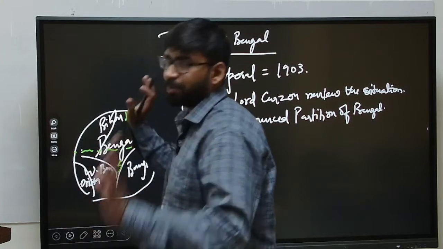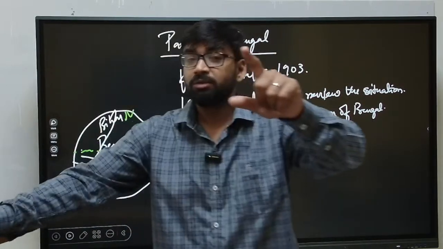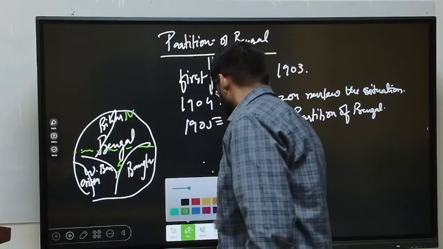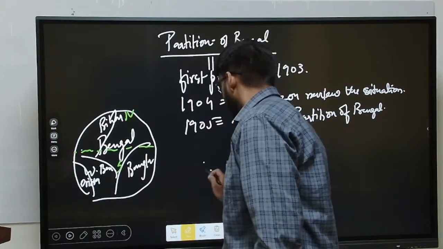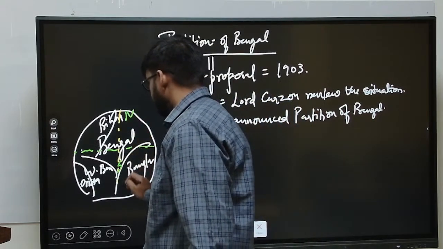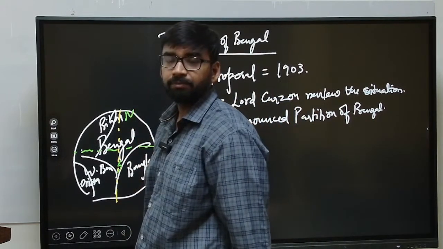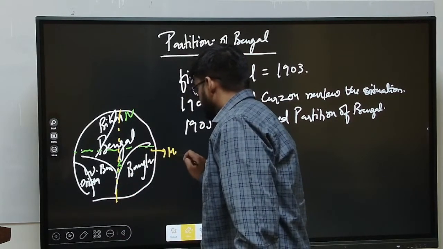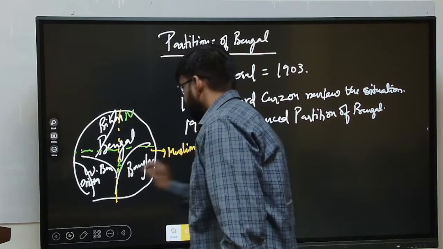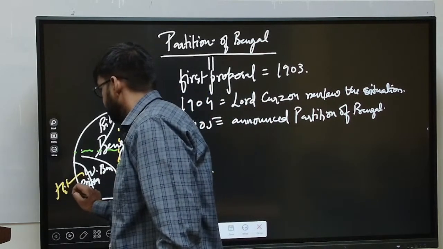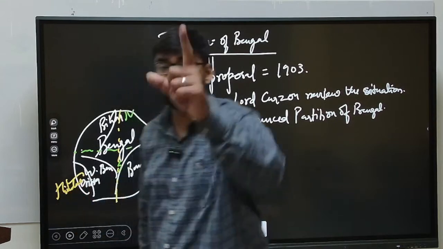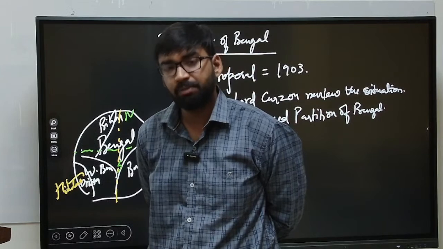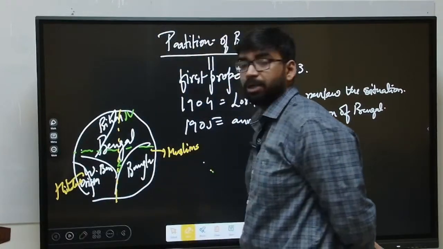This was accepted by nationalists, but what Lord Curzon did, Lord Curzon partitioned Bengal on this line. That means on religious lines, Muslims on this side and Hindus on that side. This was not accepted by nationalists. Getting my point? This was not accepted by nationalists.